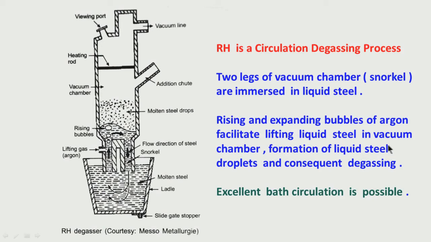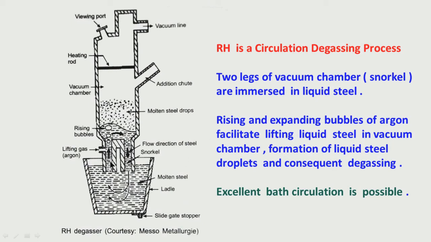gas, argon bubbles, we are creating droplets of liquid steel, we are pumping up droplets of liquid steel, sending it to the vacuum chamber. So, at the interface of these small droplets, this reaction of nitrogen atom to nitrogen gas, hydrogen atom to hydrogen gas will take place, and the vacuum will enhance this reaction. So, an excellent bath circulation is possible, because the whole bath is getting circulated because of this process. Liquid steel is going up and finally coming down through the other snorkel, the other portion of the vacuum chamber.